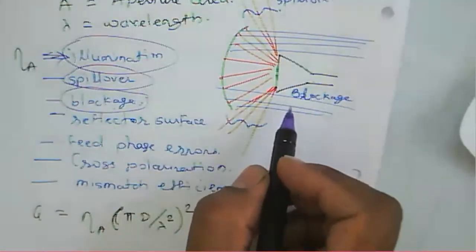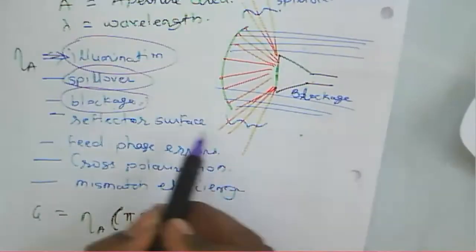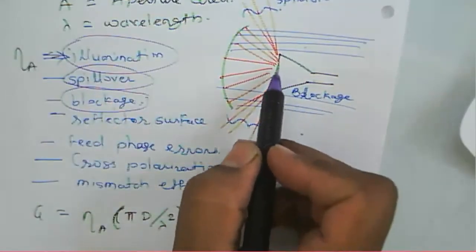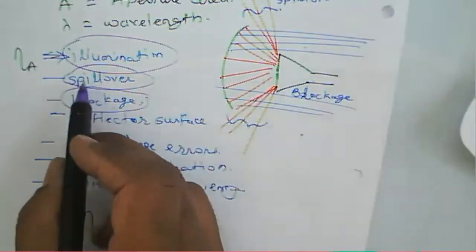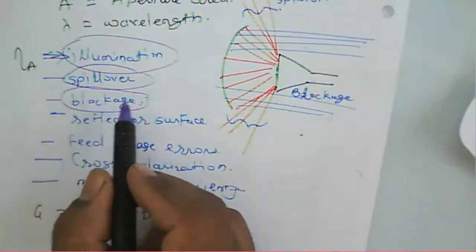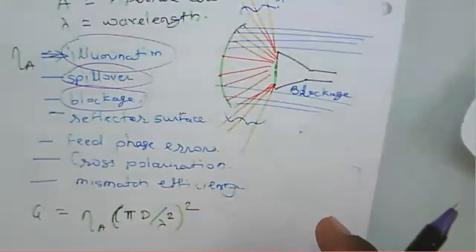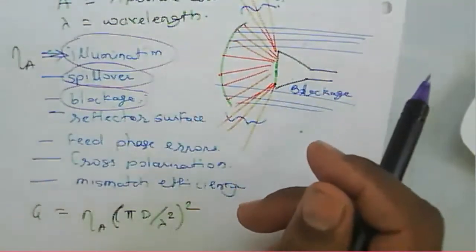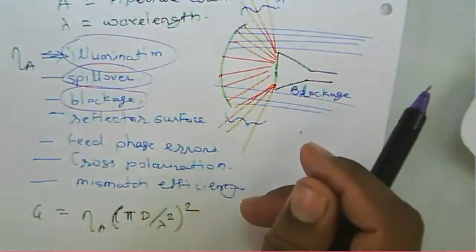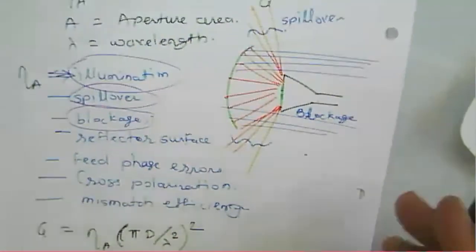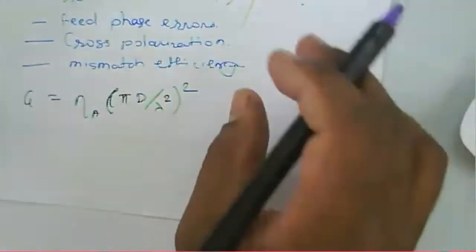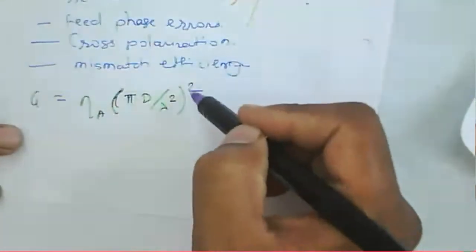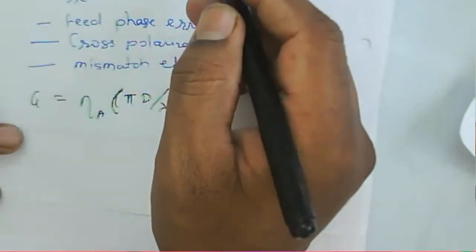If we use an offset feed instead of a center feed, then the blockage will be reduced. Okay, if we use the offset feed instead of the center feed, the blockage effect will be reduced for the same input and all. So how we are using that antenna, for what particular purpose, and in which direction we are using it, according to that each and every efficiency factor is to be considered.